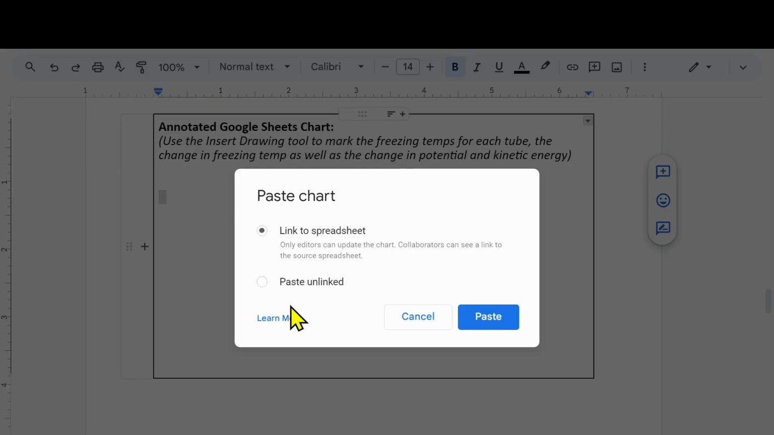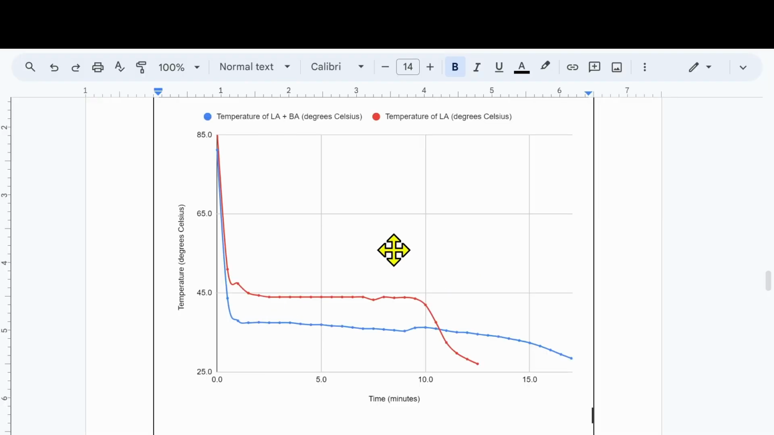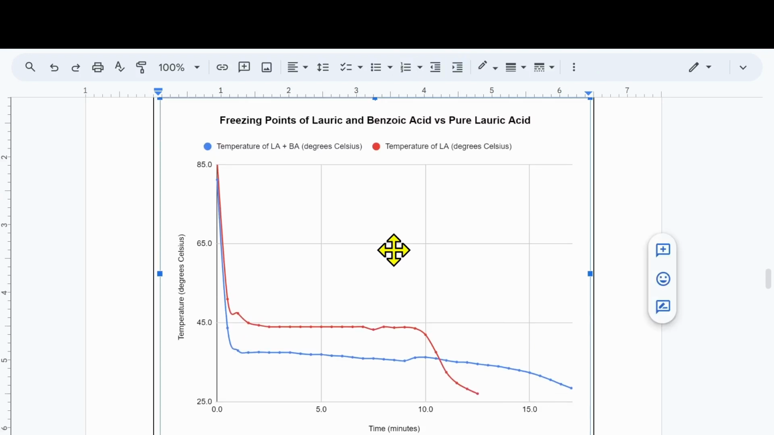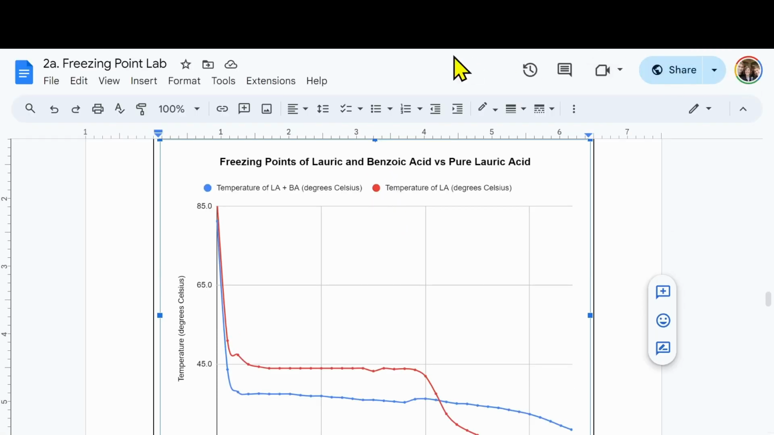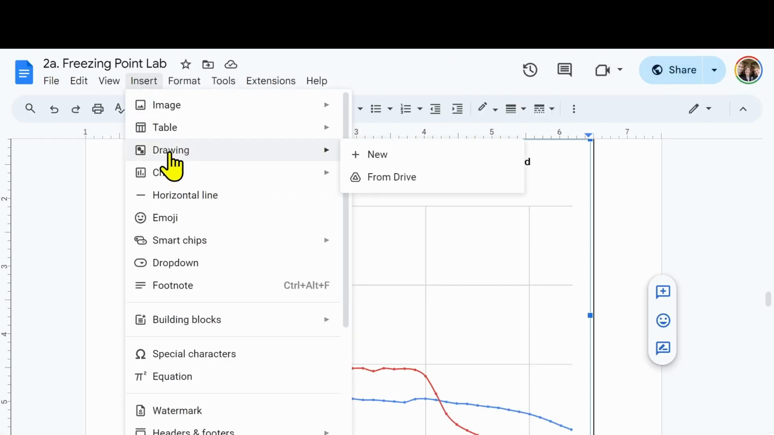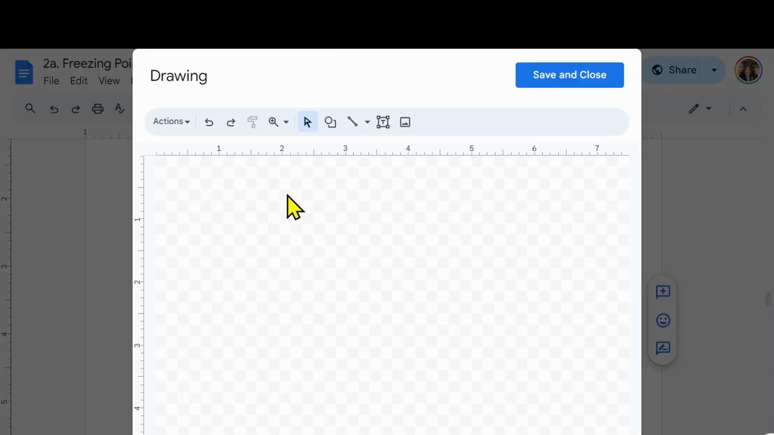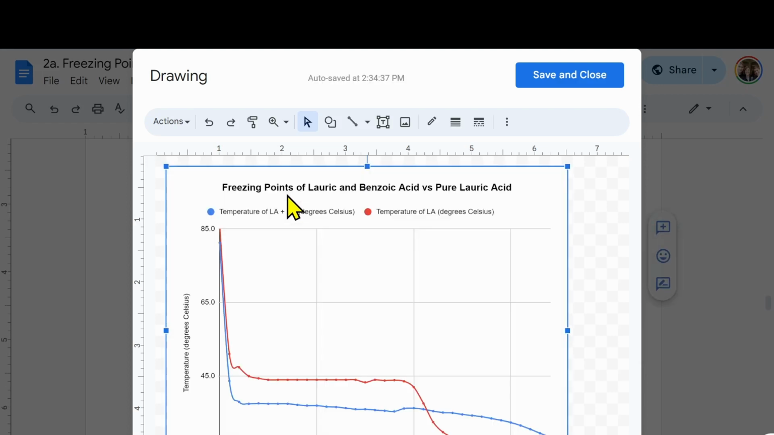The second time, they paste their chart unlinked. The reason for this is that they can then click on that unlinked chart, hit Control-Copy, and then travel to the Insert Drawing tool. If you click on Plus New, and then click on Control-V, you can now manipulate this chart and annotate it.